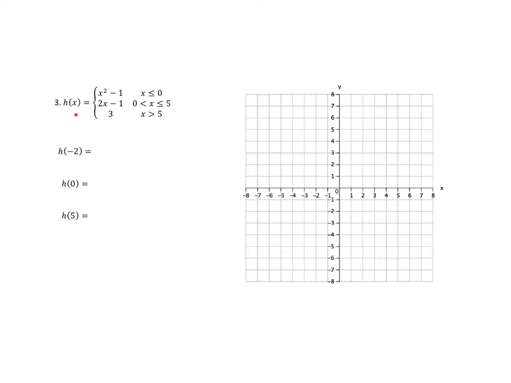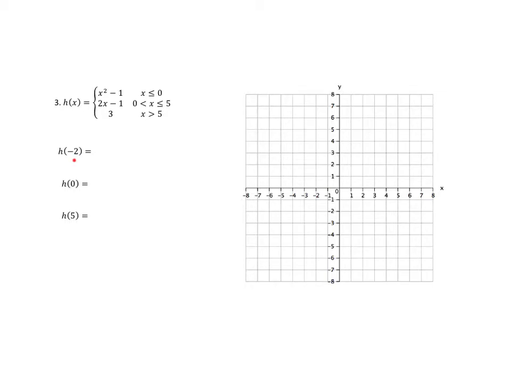In example 3, we have h of x, a piecewise function made up of 3 pieces, a quadratic, a line, and a constant. We're going to go ahead and find these values. In other words, when x is -2, 0, and 5, we're going to find the y value so that we use those points in order to sketch our graph. Now, we're going to have 3 points, but we're going to end up needing more, most likely, as we try to build the graph. So let's go ahead and find the y values.